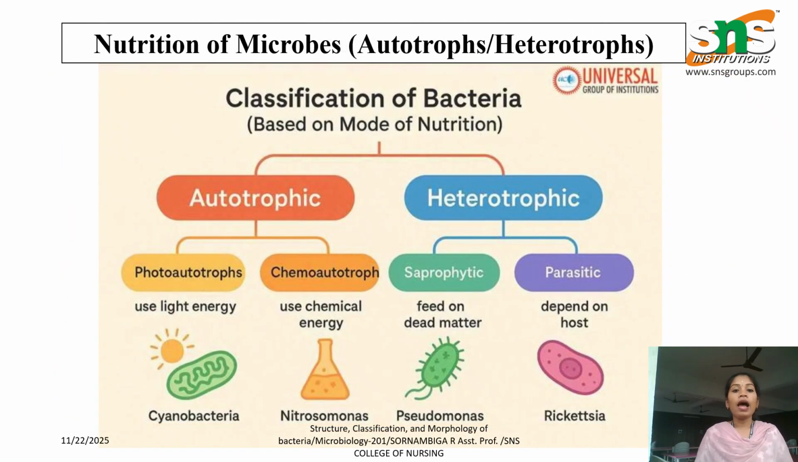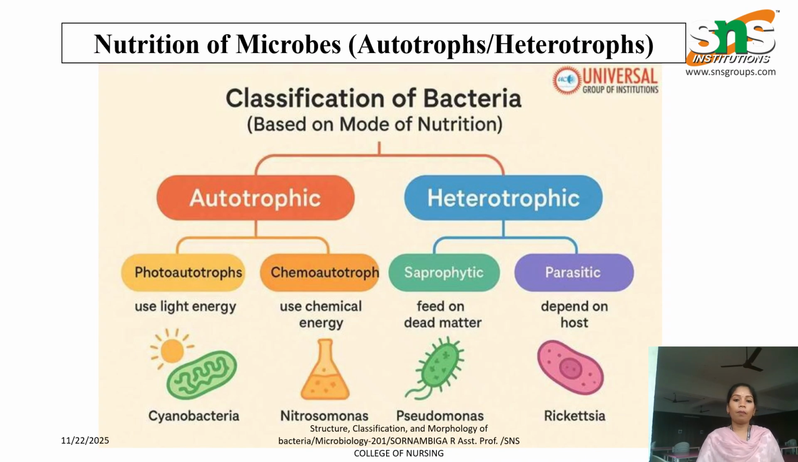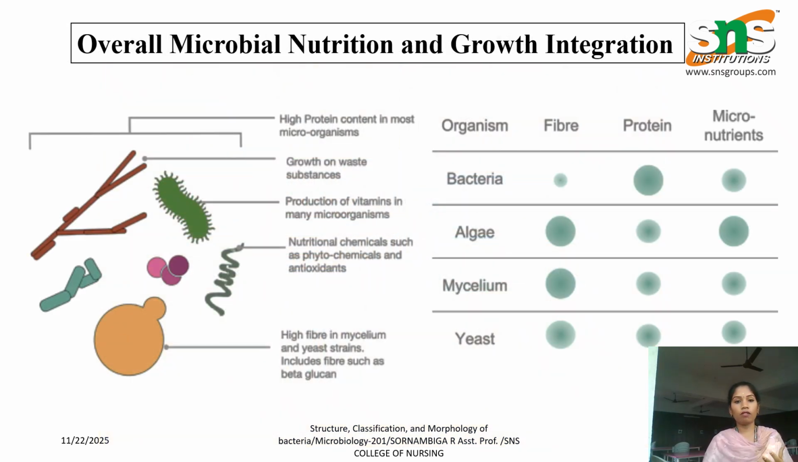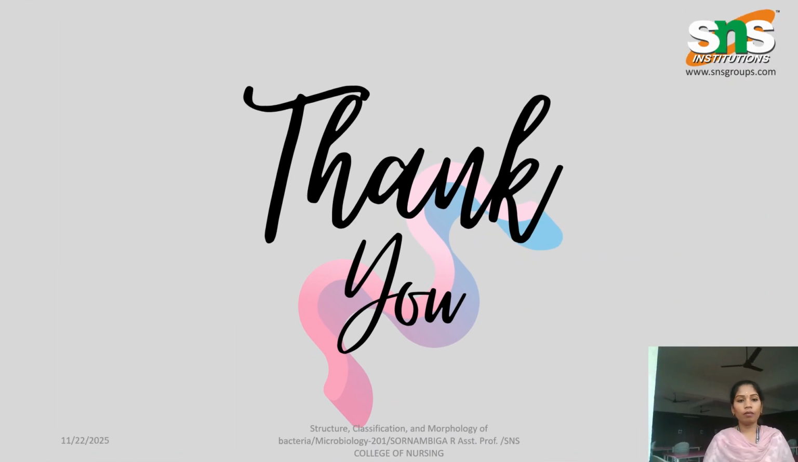Classification of microbes by nutrition: autotrophs and heterotrophs. Autotrophs use light energy, and chemotrophs use chemical energy. Heterotrophs are saprophytic and parasitic; they take their nutrition from live cells or dead cells. I will give a small chart on microbial nutrition and growth for your reference. This video will be useful for your learning. Thank you.